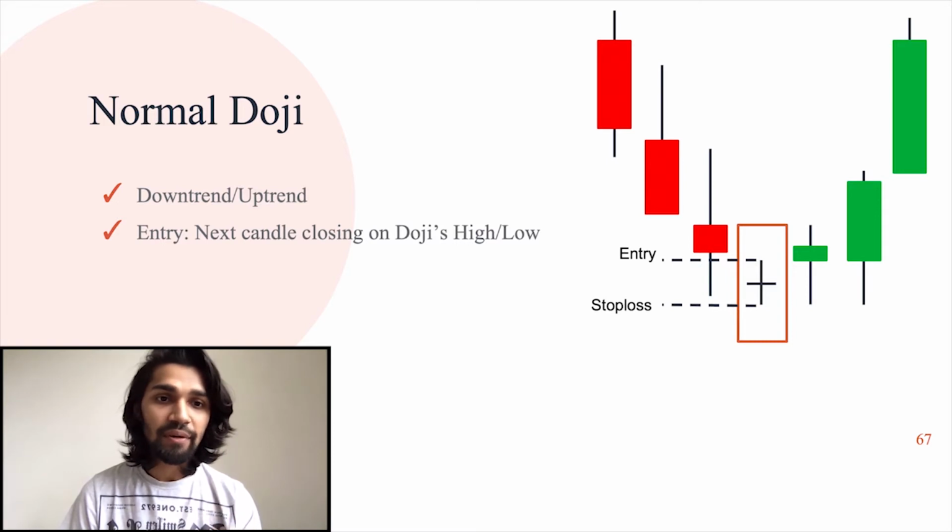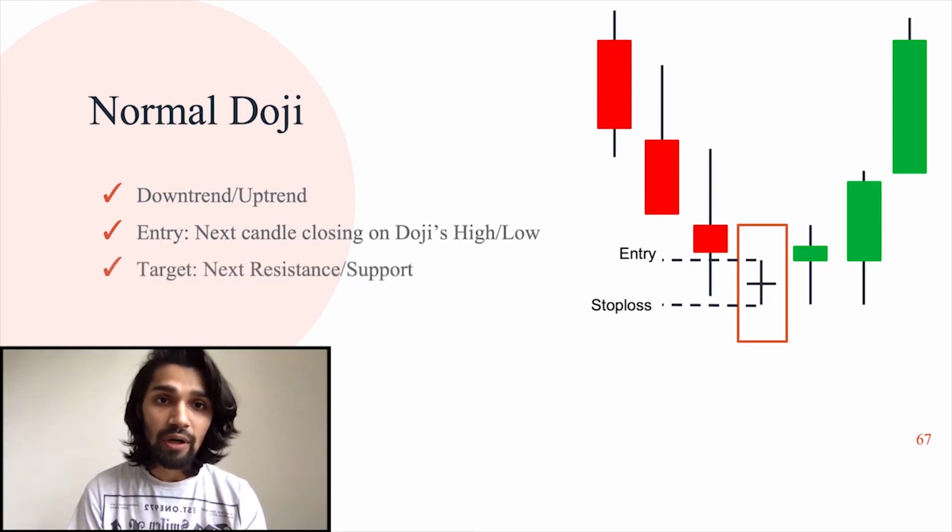If it's an uptrend going on and a doji occurs, that can mean that a downtrend can occur next. So what you should do is you should take an entry when a red candle closes below the low of the doji. Next, the target.